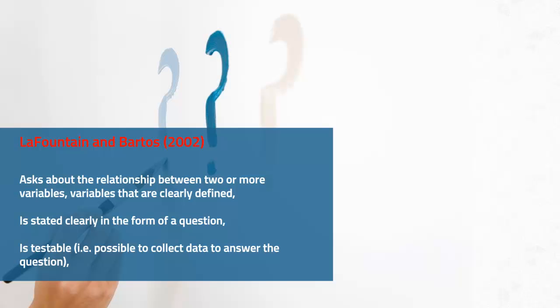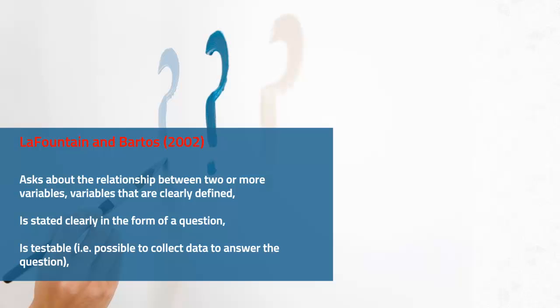Let's begin by looking at what are the characteristics of a well-stated research question. Well, LaFontaine and Bartos suggest several characteristics. First of all, the research question asks about the relationship between two or more variables, and variables are clearly labeled and clearly defined. Number two, the research question is clearly stated in a question form.